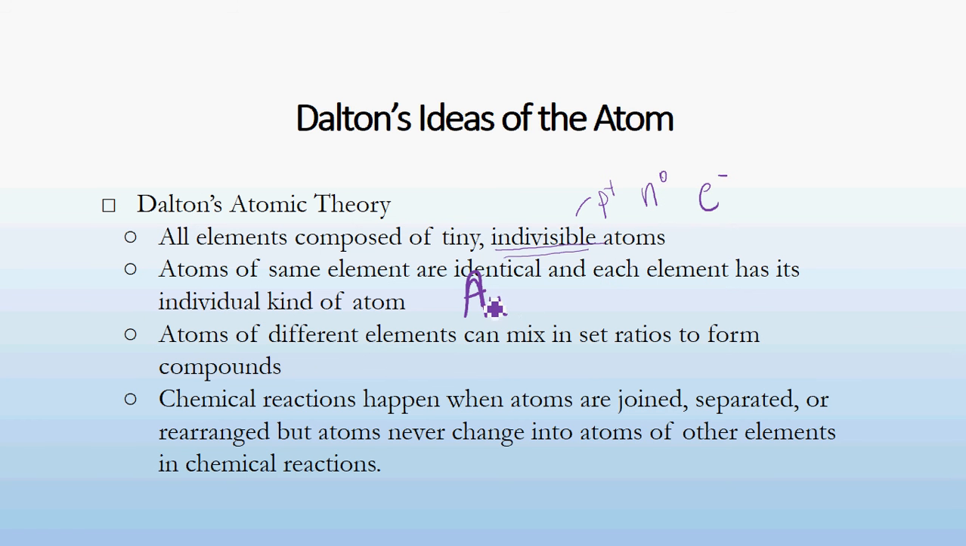So if you have atoms of gold, all of the atoms are exactly the same. So they should be identical to each other, and each element is different from each other. So if you have silver, then the atoms of silver would be different from the atoms of gold, and so on and so forth. We've already defined compounds as elements combined and mixed in set ratios, and Dalton's theory agreed with that. And then our idea of chemical reactions, too, is here that atoms can be joined, separated, or rearranged, but you can never turn an atom of gold into an atom of silver. Now, this does not stand true once we get to nuclear chemistry, so to an extent, this is completely correct.